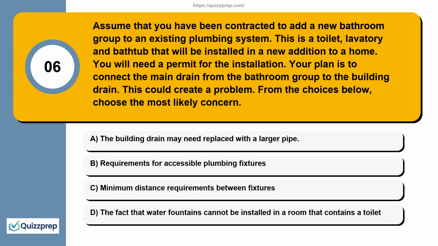The building drain may need replaced with a larger pipe. Requirements for accessible plumbing fixtures. Minimum distance requirements between fixtures. The fact that water fountains cannot be installed in a room that contains a toilet.